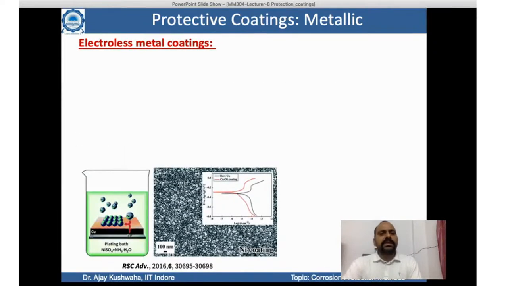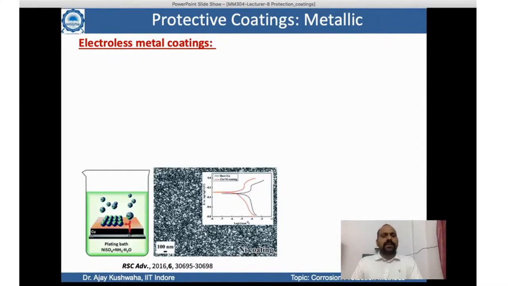The second method is electroless metal coating. The first one was electroplating. Here we are not applying any current or any bias. Therefore we call it electroless. There is no electrode; whatever metal is there is going to react and chemical metal reduction will be done. In the first one we were doing electrochemical metal reduction. Here it's chemical reduction of metal.